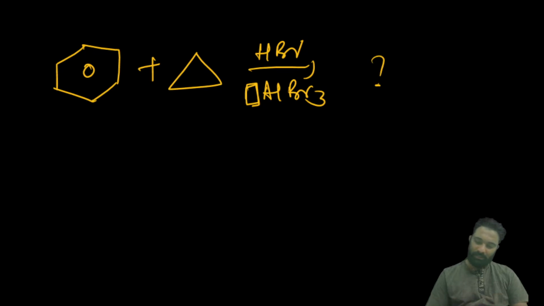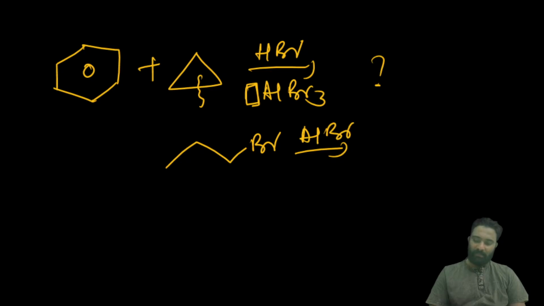Branching. Now this one, this is the I reactive. To this I reactive, the Br will be added. Clear? Then after the Br, here we have the AlBr3. In this AlBr3, bromine will be eliminated.